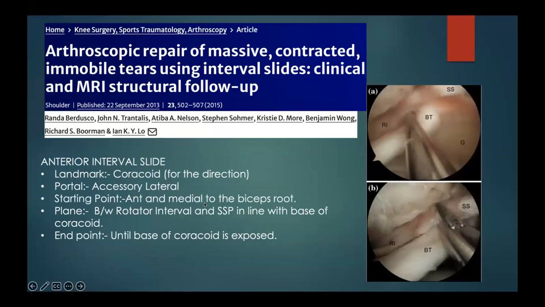There's an article, Arthroscopic Repair of Massive Contracted Immobile Tears Using Interval Slides, in which the author describes the anterior and posterior interval slides. Massive rotator cuff tears are immobile in the medial to lateral as well as the anterior to posterior direction. In the adjoining figure, the anterior interval slide is performed. It's an arthroscopic view of a left shoulder from the lateral portal, demonstrating the position of the anterior interval slide. The slide is performed along the edge of the supraspinatus tendon, just anterior and medial to the biceps root, and directed towards the base of the coracoid. In figure B, an arthroscopic scissor is introduced through the accessory lateral portal and incises the tissue separating the supraspinatus from the rotator interval.